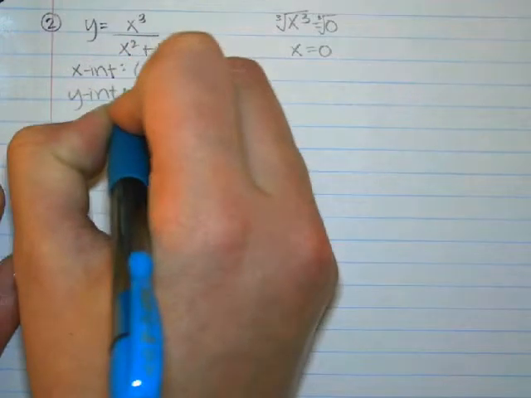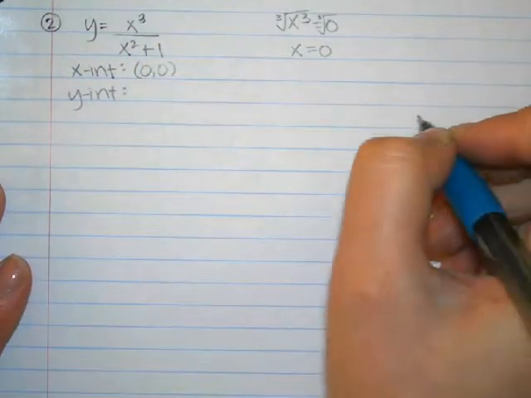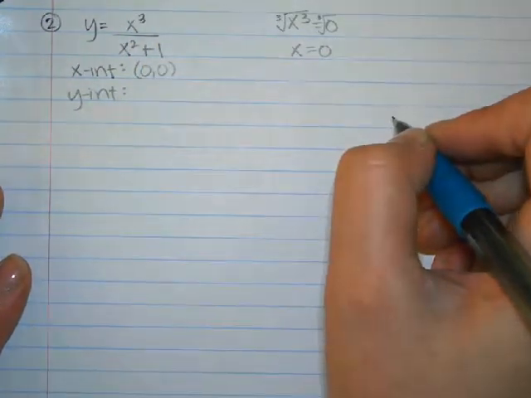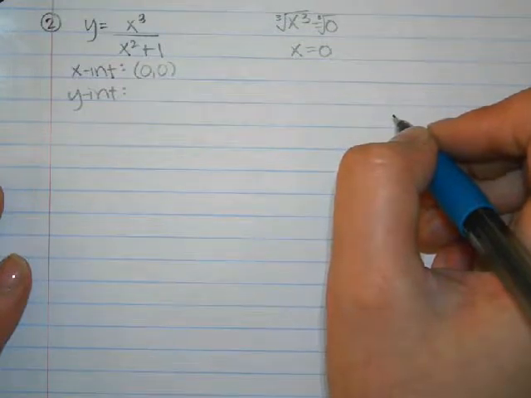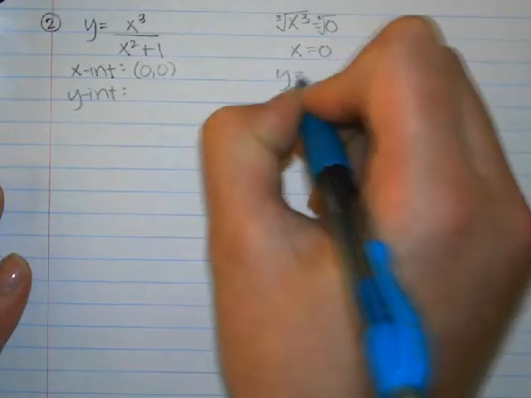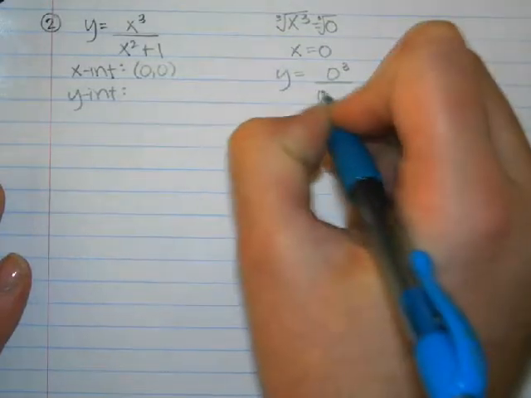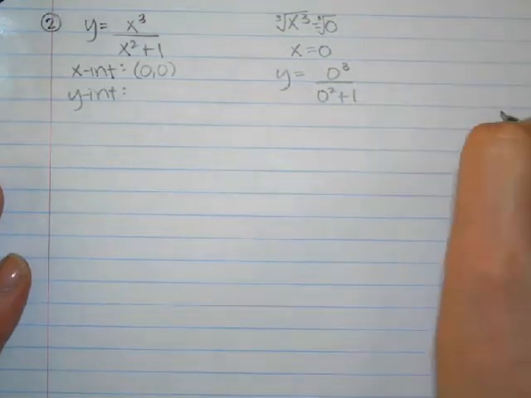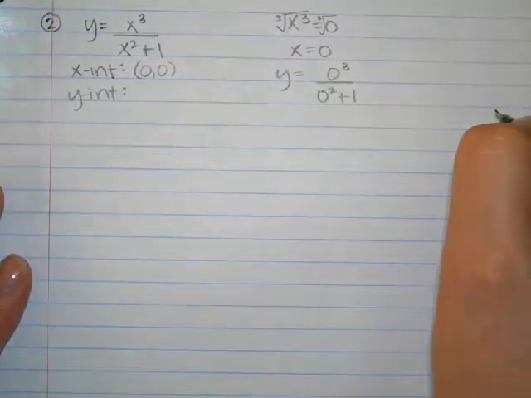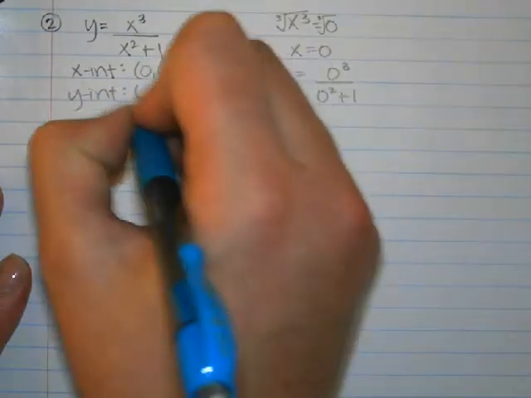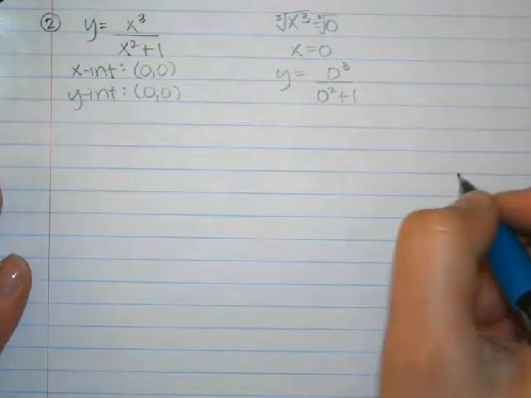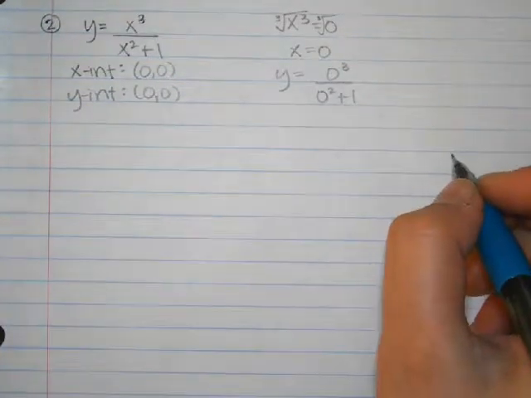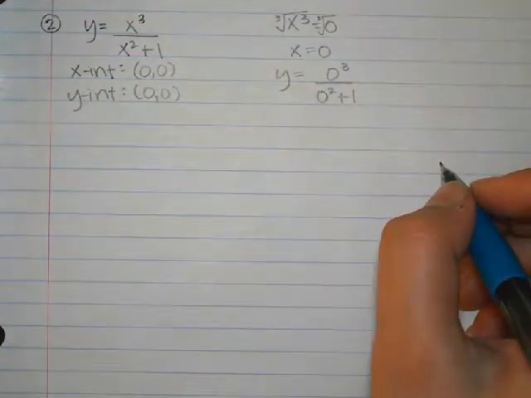How do we find the y-intercept? Yeah, we plug 0 in for all of the x's. Y equals 0 to the third over 0 squared plus 1. 0 over 1, which is 0. Okay. Which makes sense, right? Because the origin is on the x-axis and the y-axis at the same time.